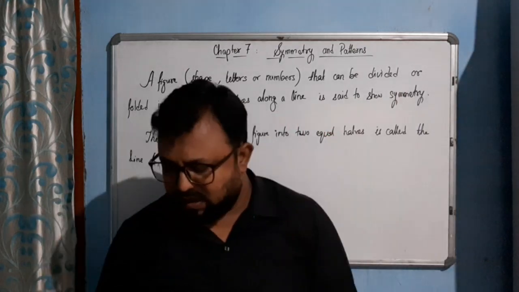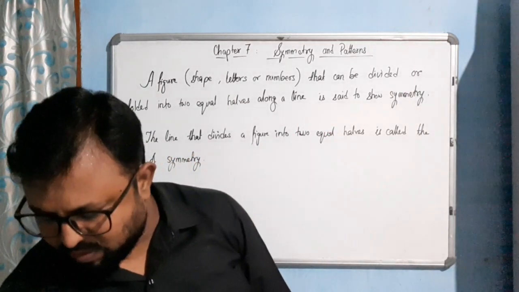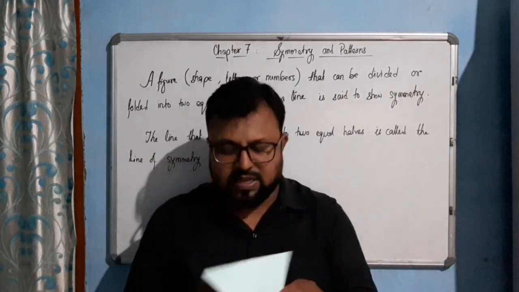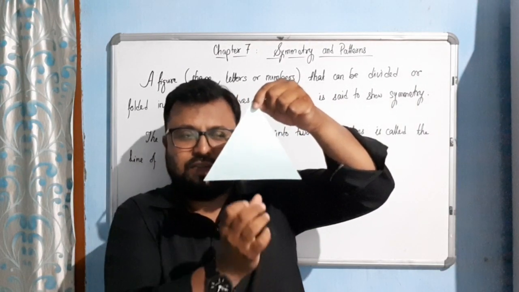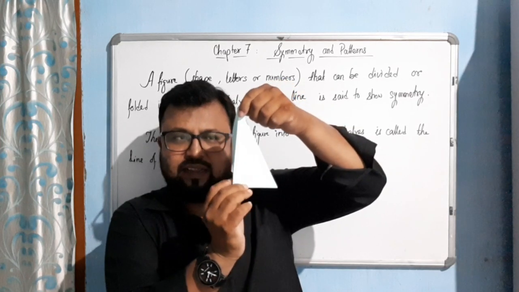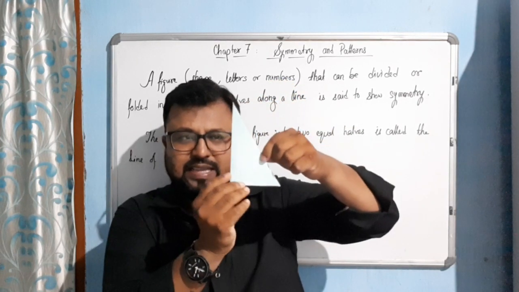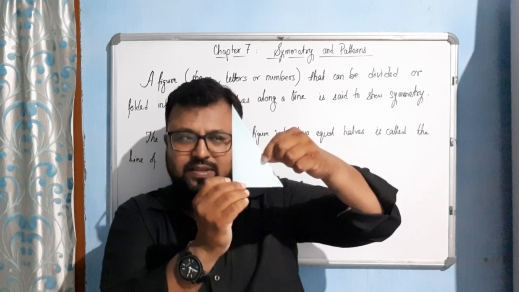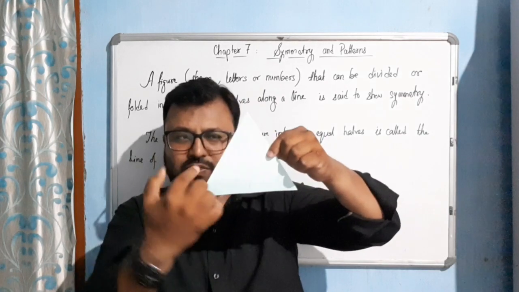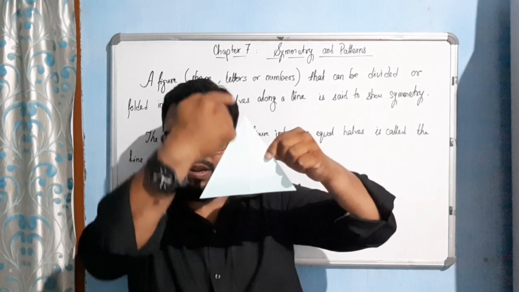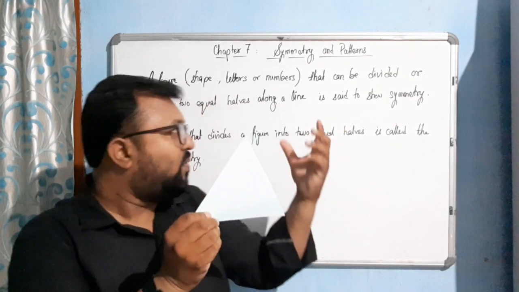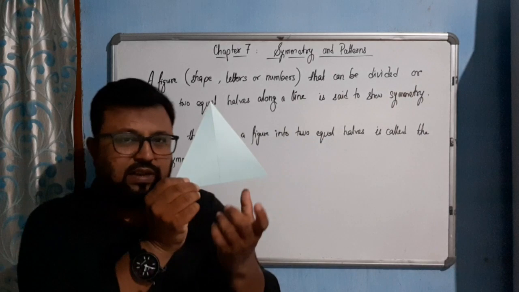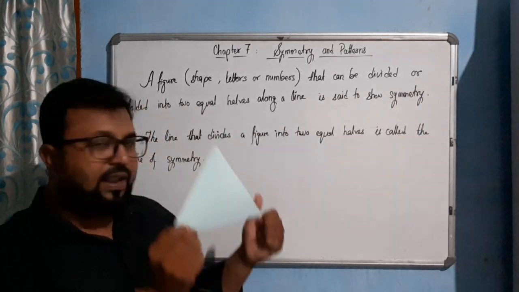Now one more figure I have. It's an isosceles triangle where two sides are equal. Now if I fold in the center, you can see that this part and this part are symmetrical halves, and one line of symmetry is there. So I hope you have understood what a symmetrical figure is and what a line of symmetry is.